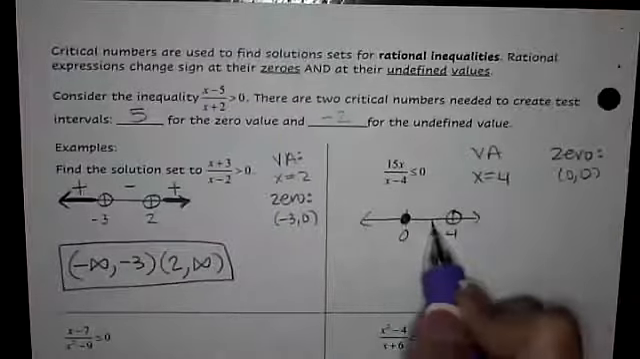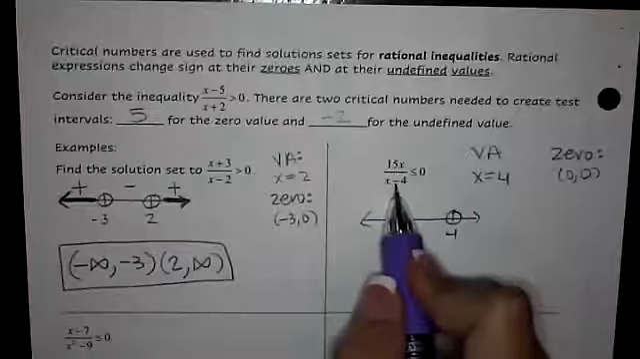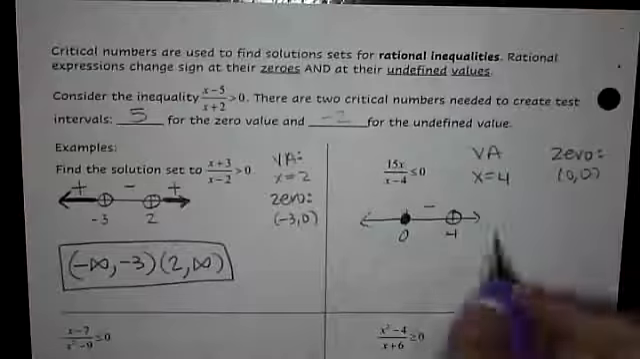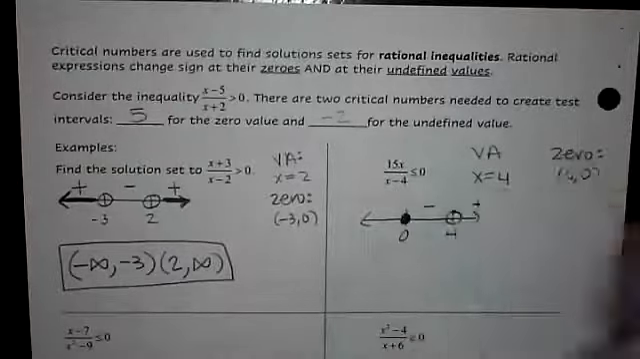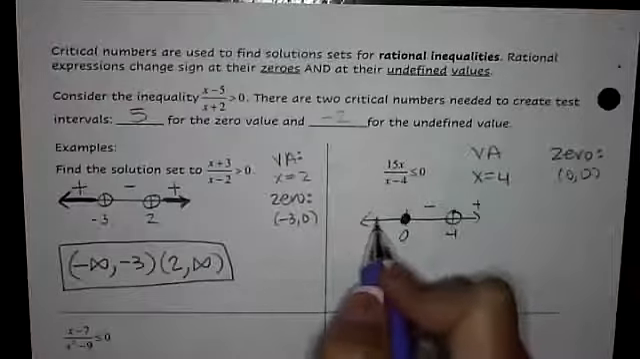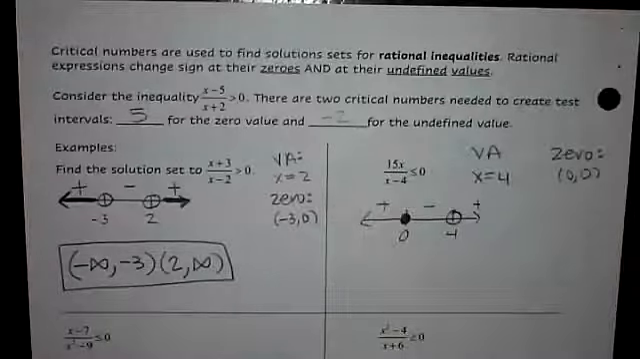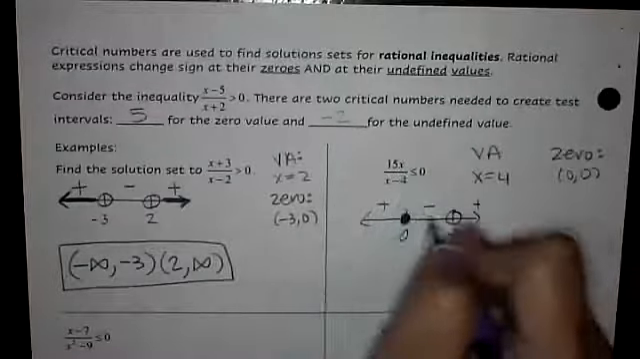Between 0 and 4, we can go with 1. If I plugged in 1 here, that would be positive over negative, which is a negative. If I plugged in 10, that would give me a positive over a positive. If I plugged in -10, that would give me a negative over a negative, which is a positive. We're looking for the values that are less than 0.